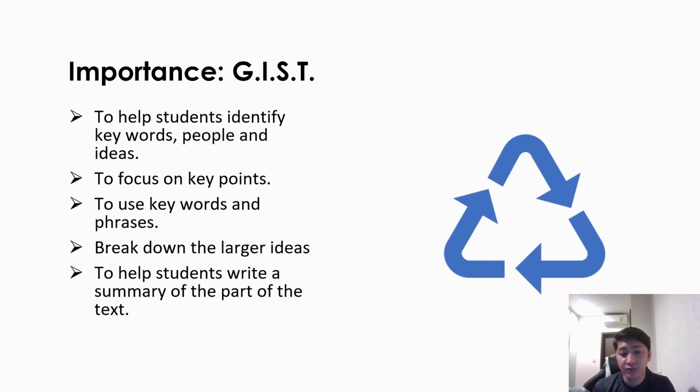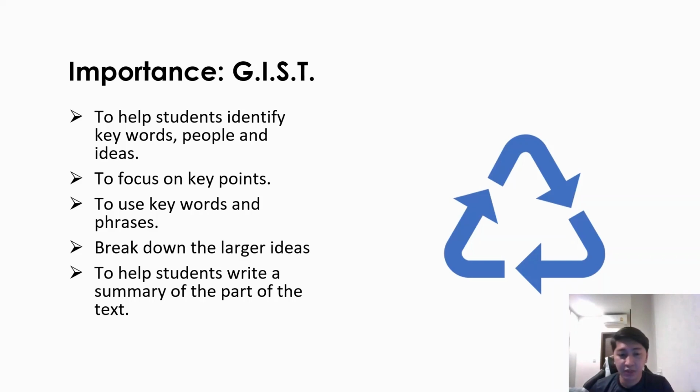Second one is to focus on key points. So by underlining, highlighting, it helps us a lot. Third one is to use keywords and phrases. The fourth one is break down the larger ideas. We try to do this by using only first 20 words in order for us to come up with a sentence. And the second one is to come up with a sentence only using 10 words.